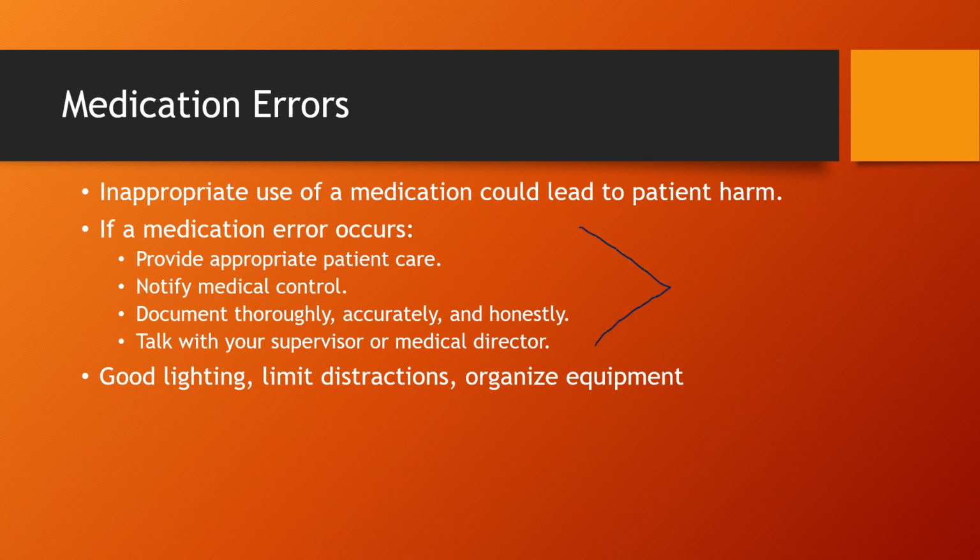How do you prevent them from happening? Be aware of your equipment. Make sure you're checking to make sure your drugs are not expired. Limit your distractions. Have good lighting. Have your partner check the drug before you administer it. So you look and make sure the date and everything is good. Make sure your dose is good. Have your partner do a double check for you. Make sure you know these drugs, guys, inside and out.